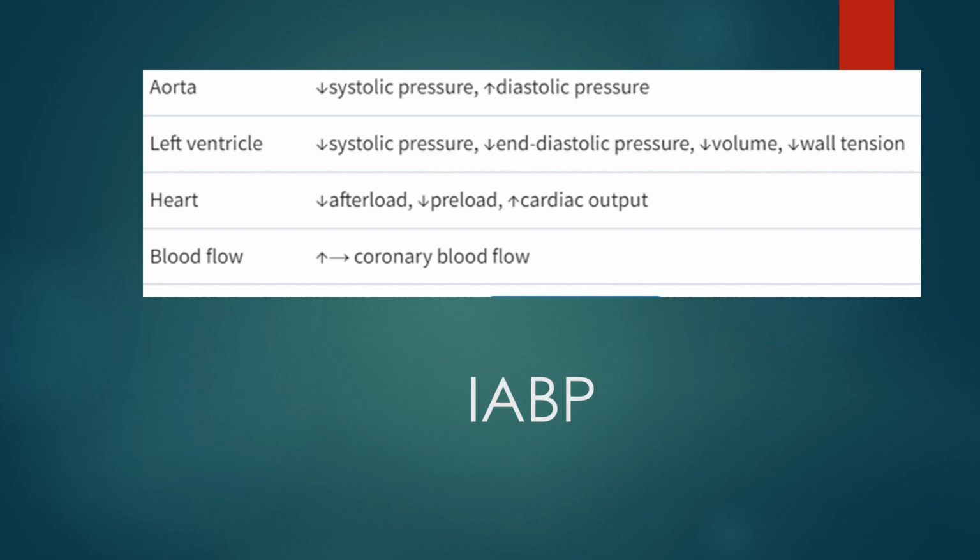So on the aorta, it's going to decrease the systolic pressure and increase the diastolic pressure. The left ventricle, you're going to have a decreased pressure, decreased diastolic pressure, decreased volume, decreased wall tension. So you can see how it's really just decreasing all the workload on there. And then the heart, you have a decreased afterload, decreased preload, and you have an increased cardiac output. And again, increased coronary artery perfusion.